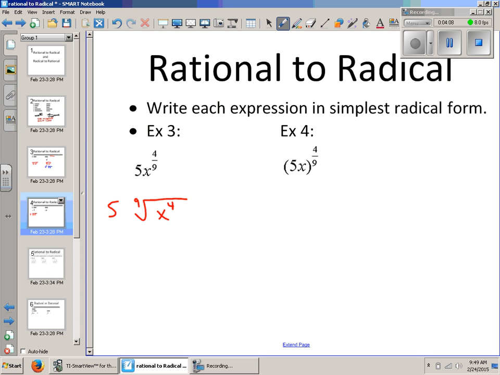Now let's go over to example 4. What's the base here? What's being raised to the 4/9 power? Well, 5x this time. And let's leave it in parentheses. And exponent's 4. And my index is 9. Now, this is not simplest radical form because if I had just 5x to the 4th power, could I simplify that? Yes, I could. I could do 5 to the 4th power, and I could do x to the 4th power.